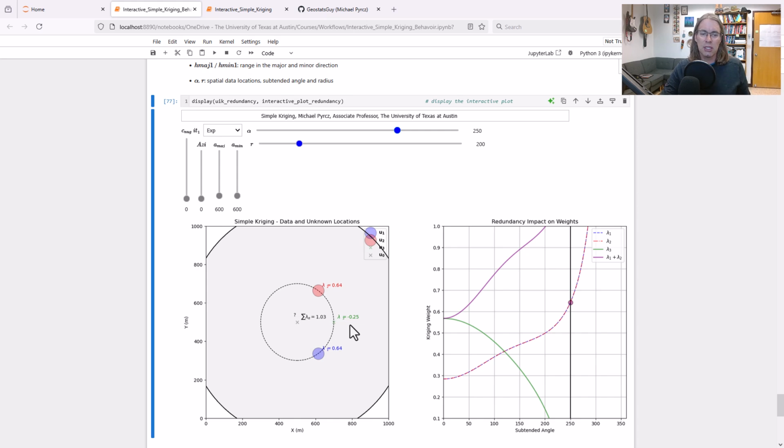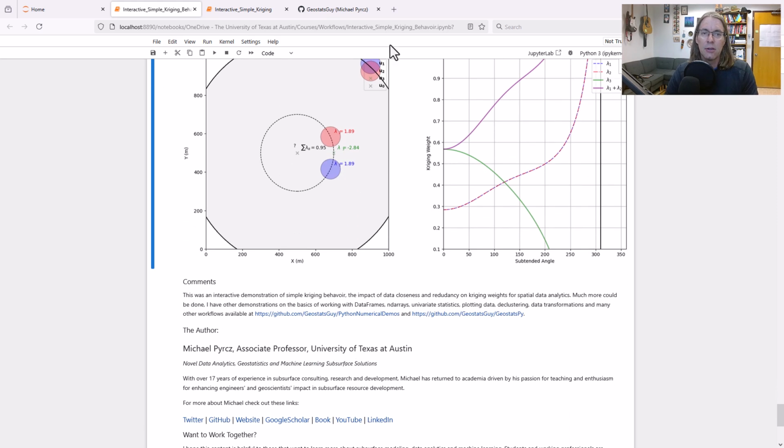We're starting to see the ability of Kriging to extrapolate outside the range of the data with these negative weights. And this is happening because we have a situation in which these are closer to each other. This is highly redundant. And this one seems like it's basically being blocked by those other two data. All right, so that was the demonstration of the behavior of Kriging for closeness and redundancy.